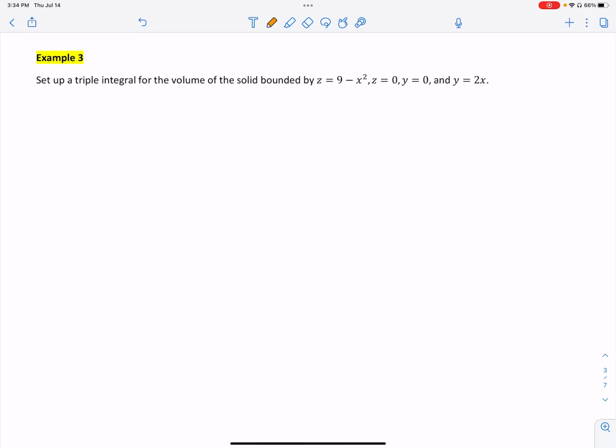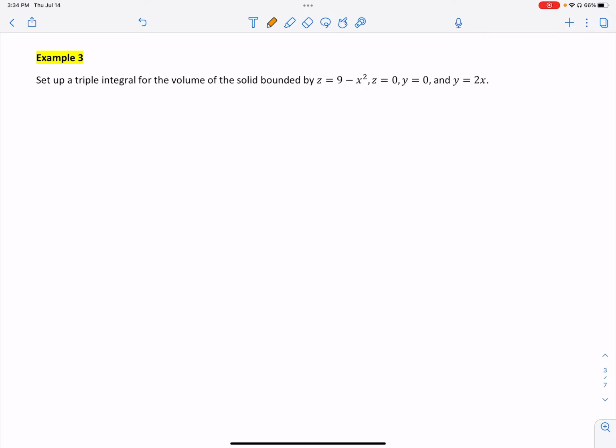In this video, we'll continue our discussion of section 14.6, triple integrals. This is going to be finding volumes using a triple integral. They're going to give us a bunch of equations to bound a three-dimensional region in three space.